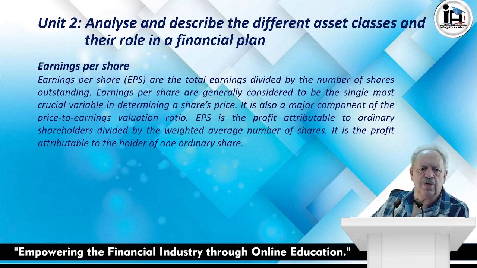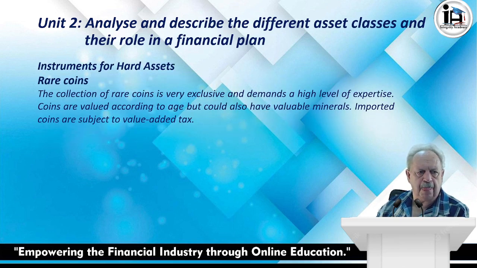Earnings per share are generally considered to be the single most crucial variable in determining a share price. It is also a major component of price to earnings valuation ratios. EPS is the profit attributable to ordinary share dividends divided by the weighted average number of shares. It is the profit attributable to the holder of one ordinary share.